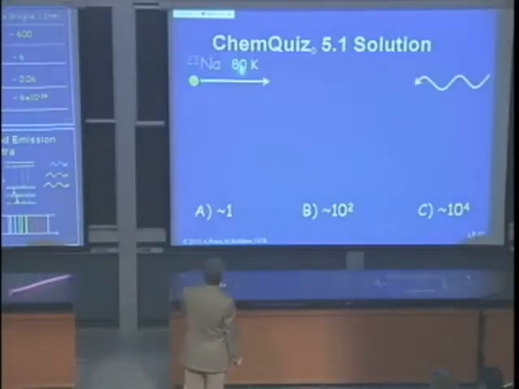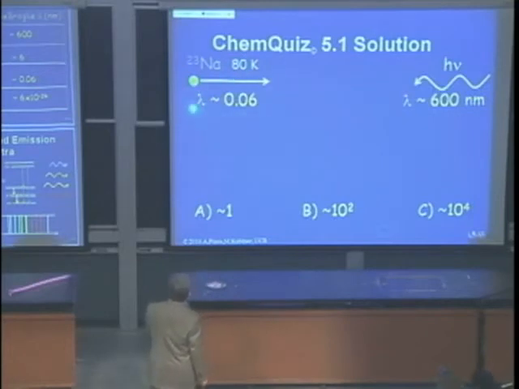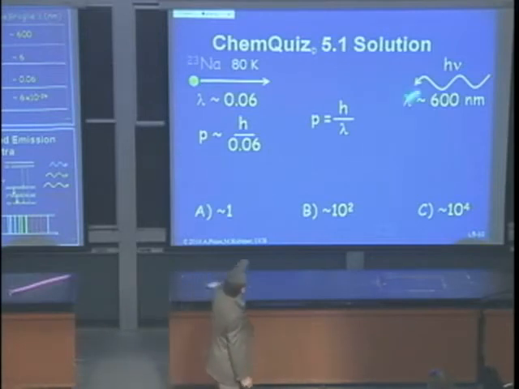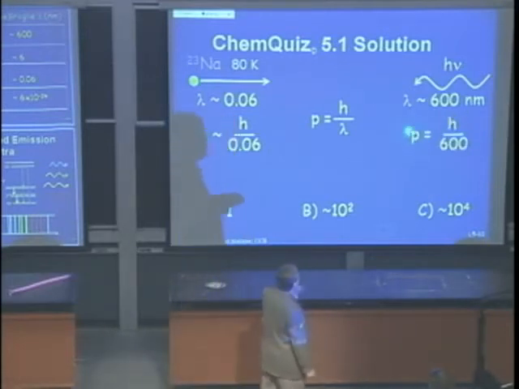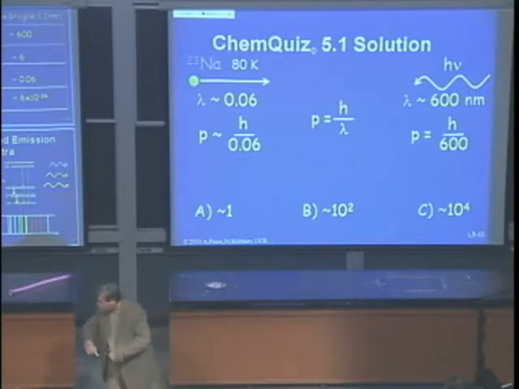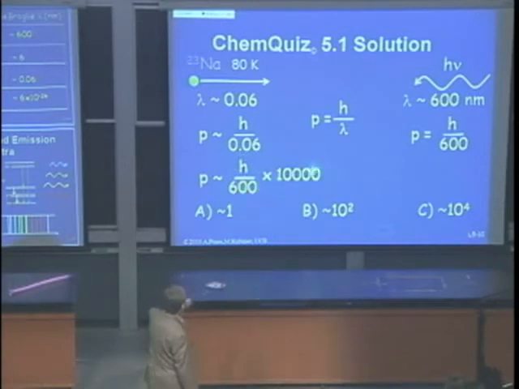We know the sodium atom here, the wavelength is 0.06, and the wavelength here is 600 nanometers. Now, the momentum is h divided by the wavelength. So the momentum for this is h divided by 0.06. So this momentum has to equal this momentum. But that's not it. That momentum is h divided by 600. So how many photons do you need to match this here? That's in the denominator, remember? You need 10,000. h divided by 600 times 10,000 gives you exactly that momentum.